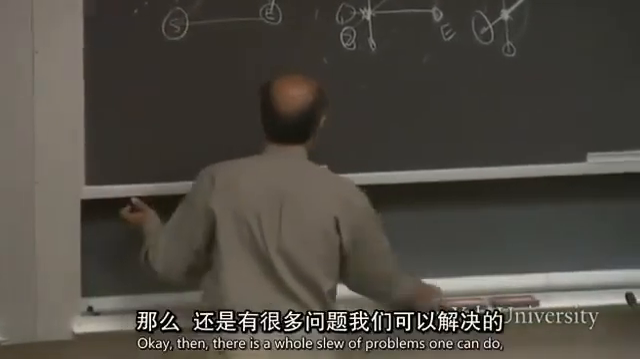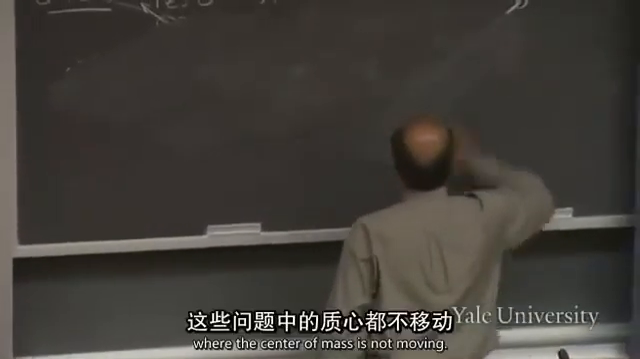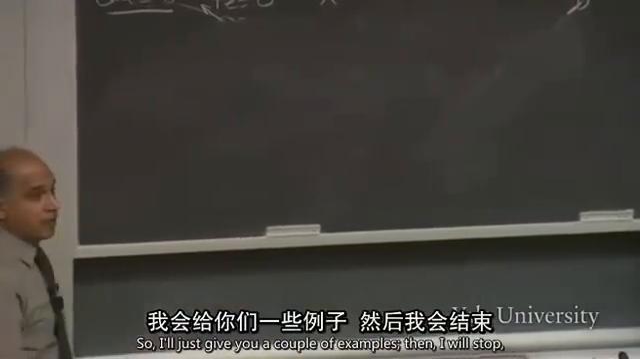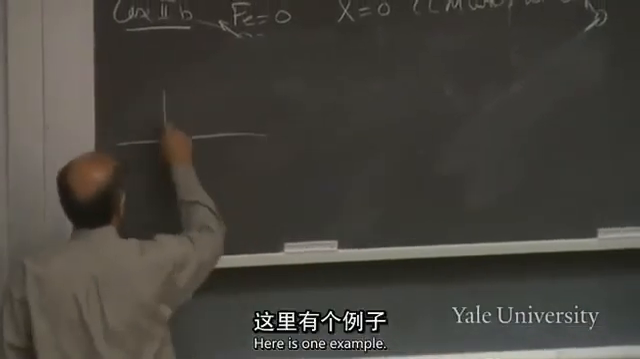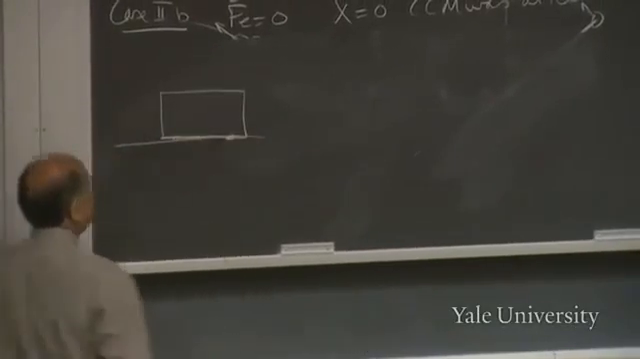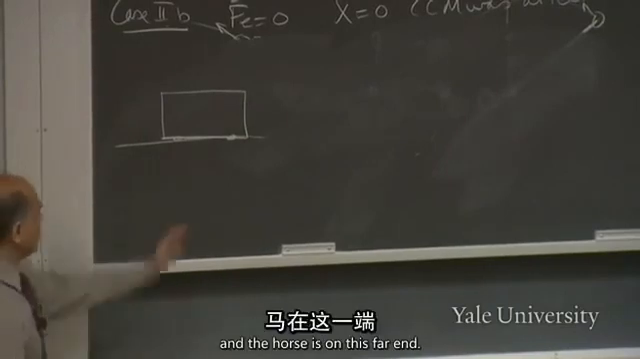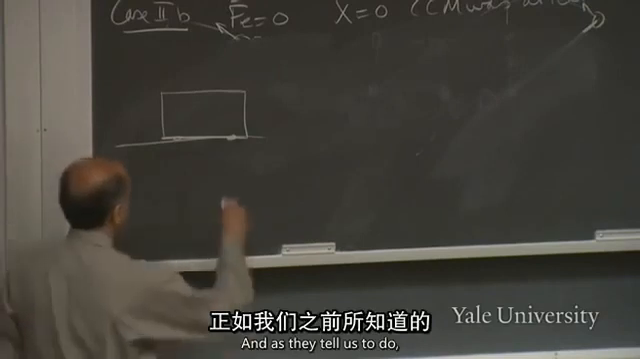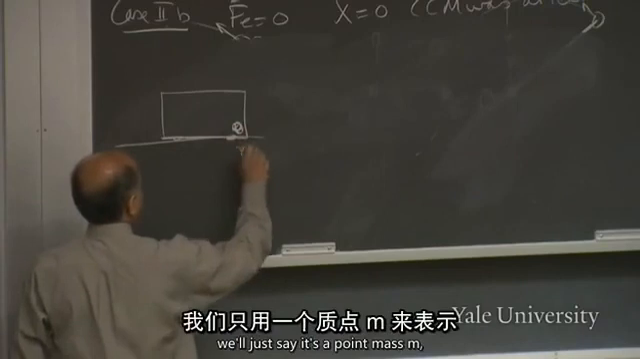Okay, then there is a whole slew of problems one can do where the center of mass is not moving. So I'll just give you a couple of examples, then I will stop. But I won't do the numbers. Here's one example. That is a carriage that contains a horse. And the horse is on this far end. And as they tell us to do, we won't draw the horse, we'll just say it's a point mass m.